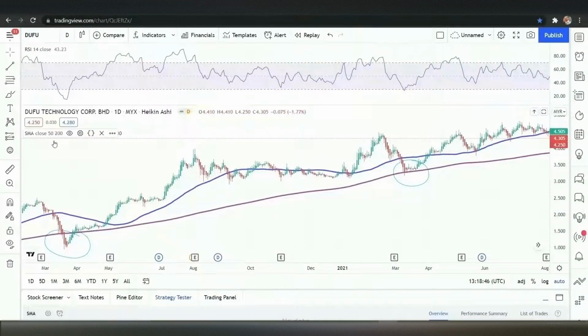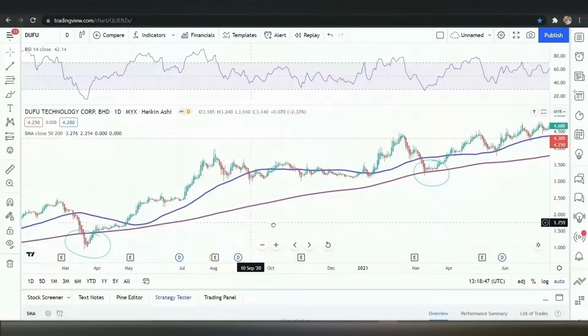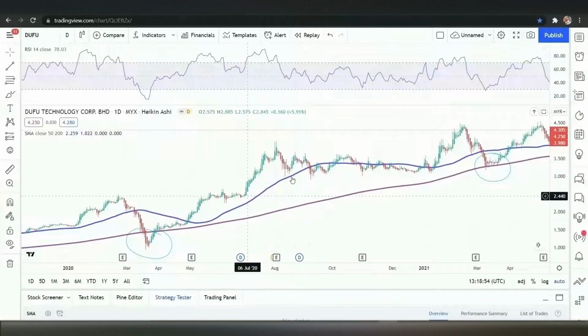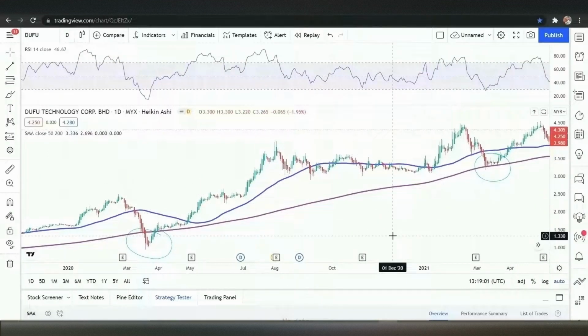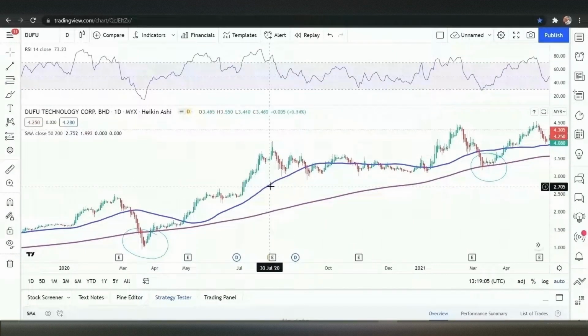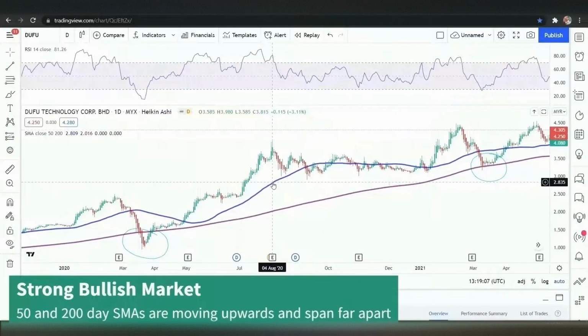Again, 50 days and 200 days. Look at this part here. You can see that the 50-day moving average is spreading out wider. It's making a bigger and bigger gap. That is a healthy bull market. That is a strong bull market. Typically, a strong bull market is indicated when the 50-day and 200-day moving averages span out very far apart.